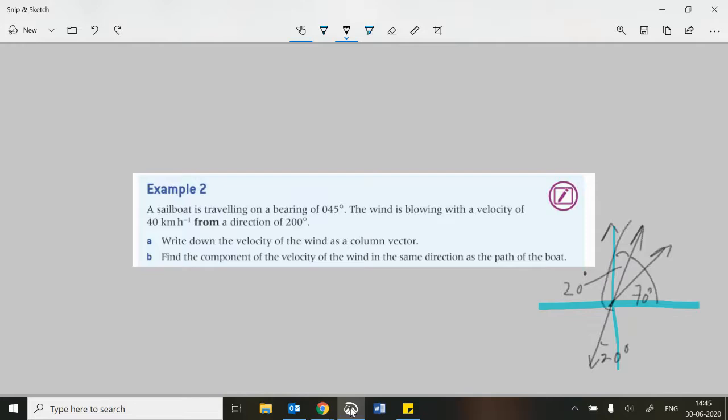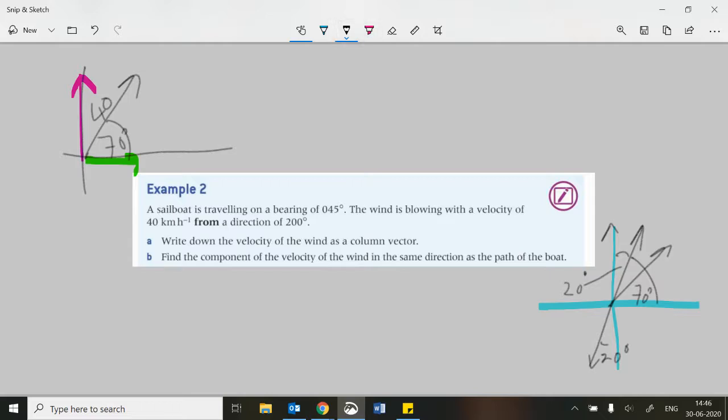Well, what we need to do is split this one into its two components. It's a bit messy, that diagram. Draw that out again. You need to split it into its two components. So there's 70 degrees. It's got a length of 40. So we need to split it into this horizontal component. Let's change the color. Let's go magenta, and into this vertical component as well.